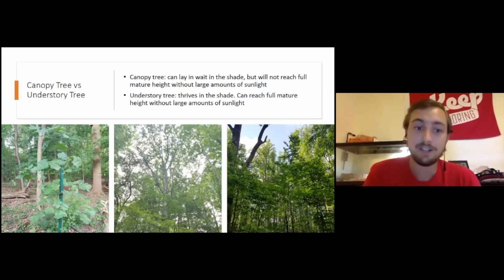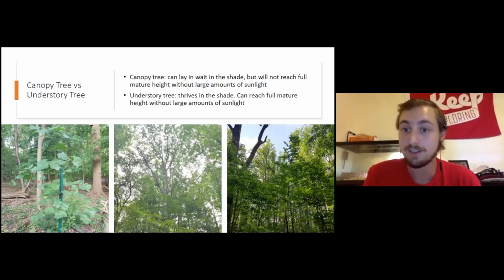So pictured here, I've got a sapling of a red oak, a mature post oak that had the sunlight to reach all the way up in the canopy, and then a picture of some pawpaws, which are some nice understory trees that really like to stay in that shade and aren't really worried about getting into the canopy.